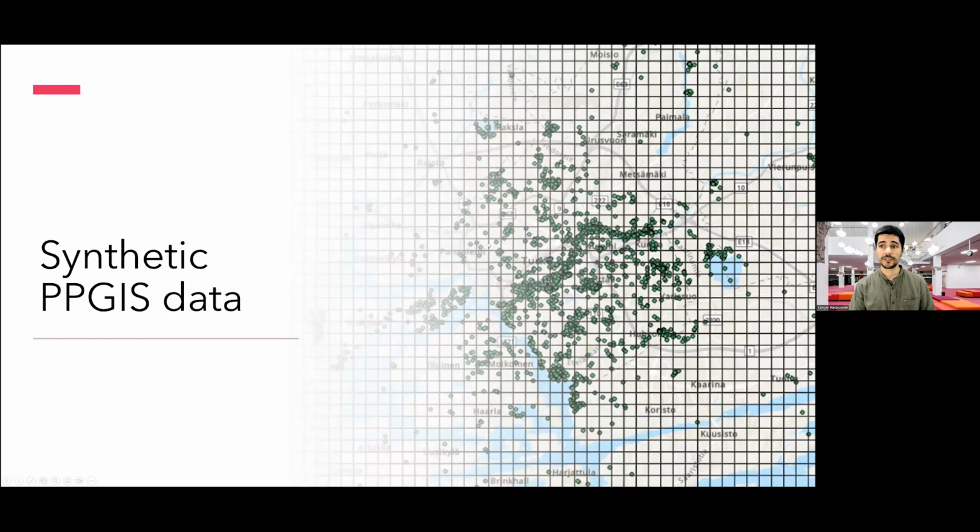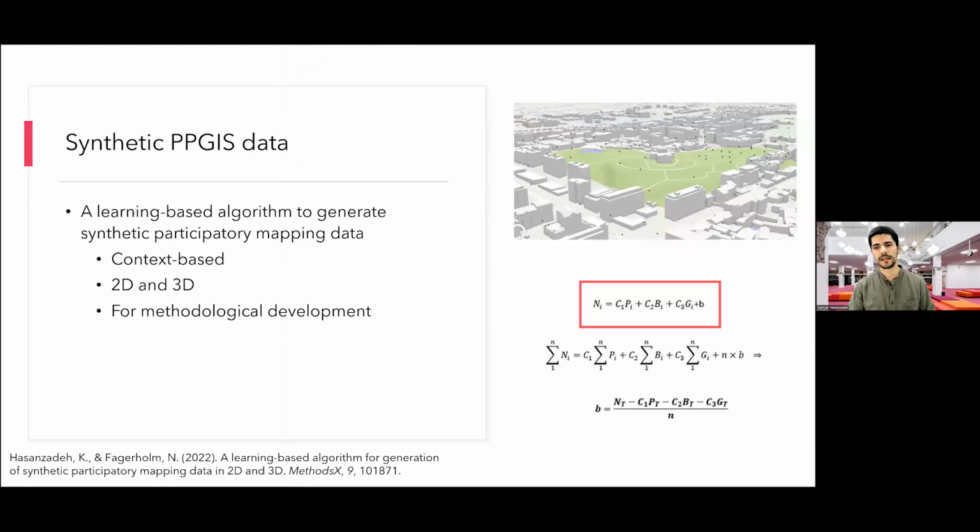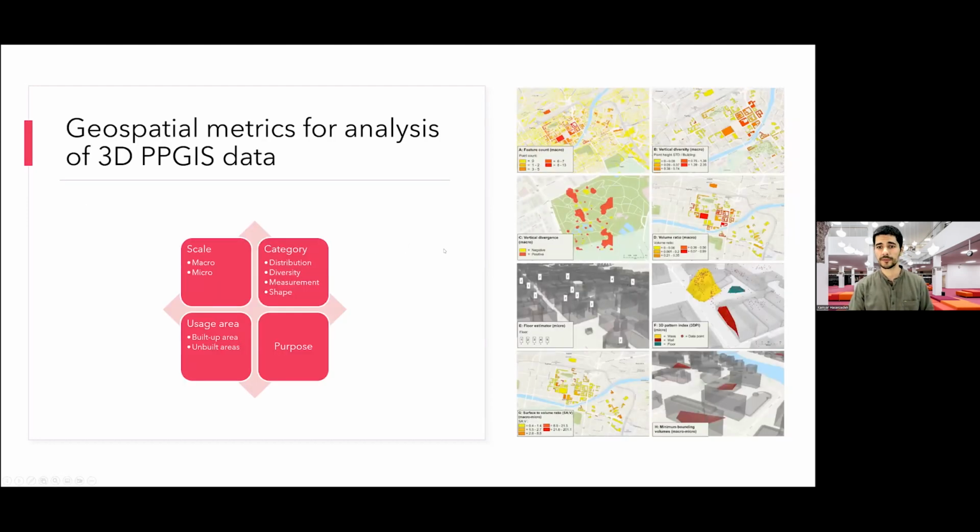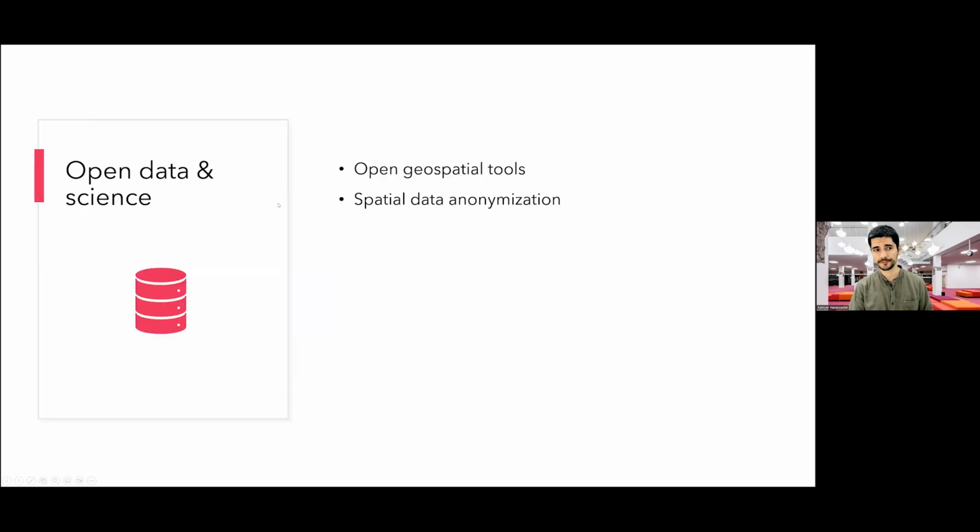For doing this, we also generated synthetic PPGIS data because our data was only from one city block. In order to study the macro level area, we had to have data, and for that methodological purpose, we created synthetic data. I won't go through the details of how it worked, but we have published a paper based on this. So if you need synthetic PPGIS data for your methodological work, you can check this paper out and create synthetic data for your work. And the result was different kinds of metrics that we developed for analysis of 3D PPGIS data.